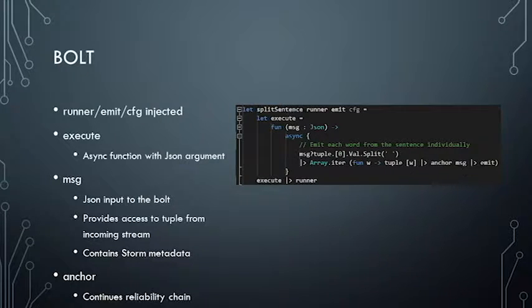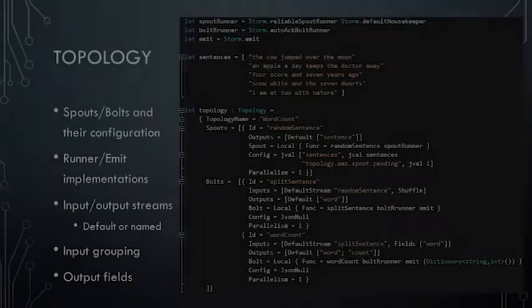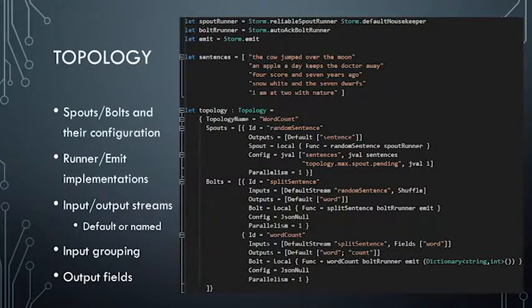So split sentence is just a function. What makes that a bolt? How do I know that's a bolt when I look at that? So that's a great question and brings me into the topology. Okay, so this is where everything gets tied together. So as you said, split sentence is just a function, but it's actually getting passed into a bolt definition here.